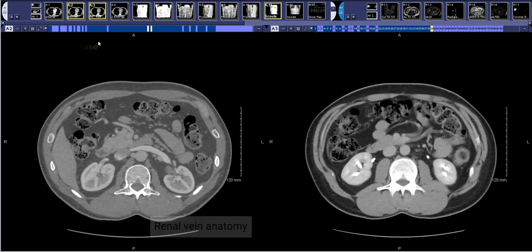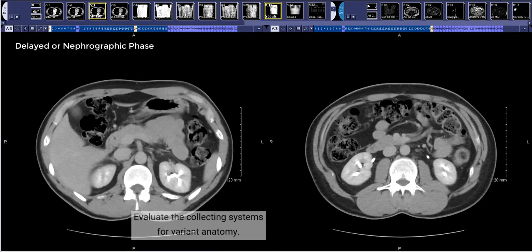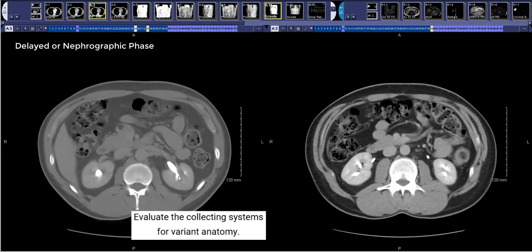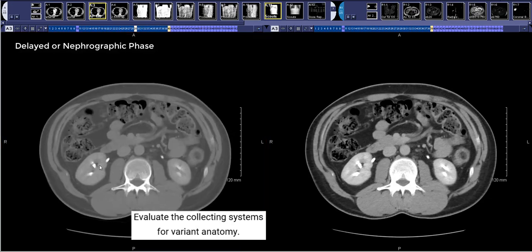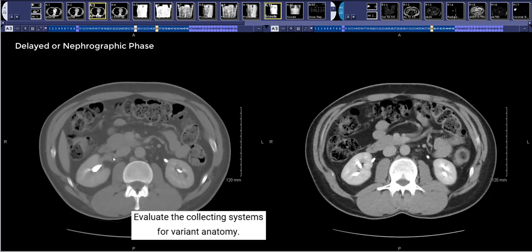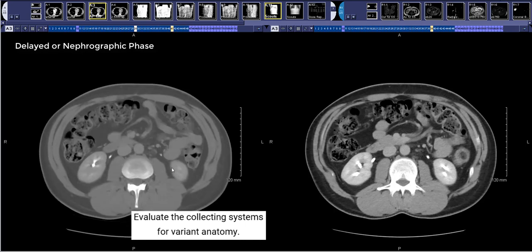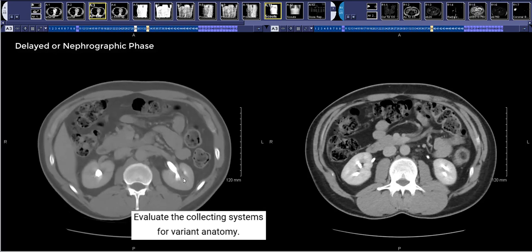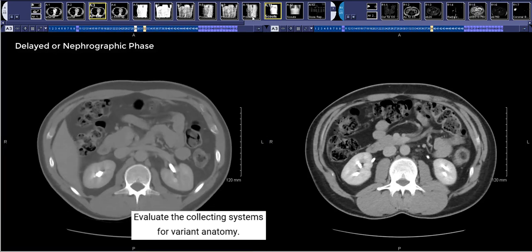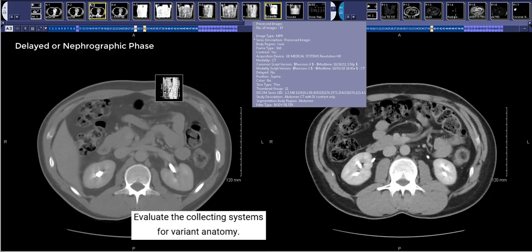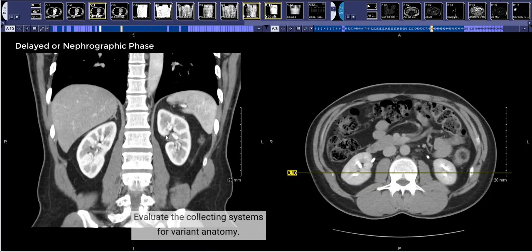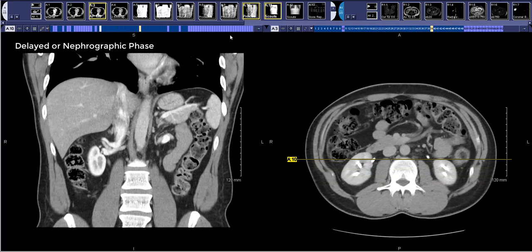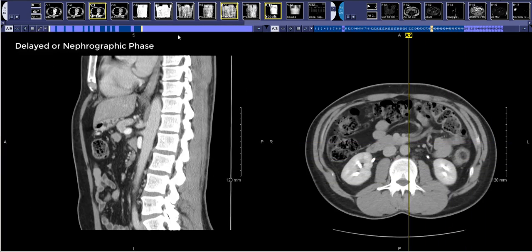The delayed phase that's obtained is called the nephrographic phase. We wait a couple minutes, and as you can see, all the contrast is now in the collecting systems. We want to evaluate the collecting systems because, again, the surgeon is going to have to anastomose the ureter to the recipient's bladder, and they need to know if there's any congenital anomalies. You're looking specifically for duplicated or partially duplicated collecting systems, or other anomalies such as ureteroceles or things like that, which could potentially alter surgical approach.